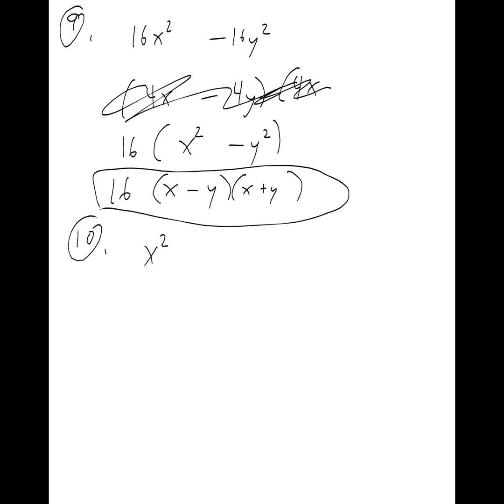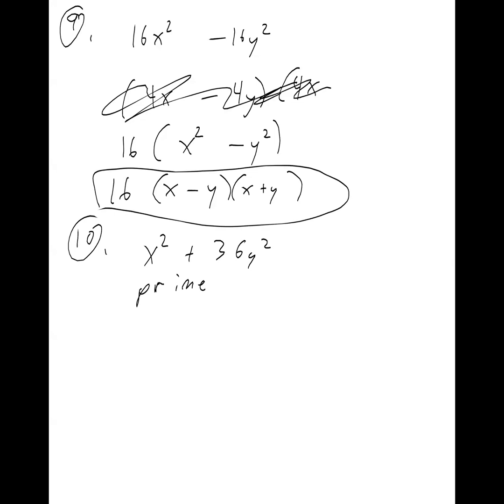So x squared plus 36y squared. You could take the square root of both of them, but they have a plus sign between them, and there's nothing that can multiply to equal 36 that adds up to 0. So this one is what they call prime. We don't have to factor it right now. So you can put in prime for the answer.